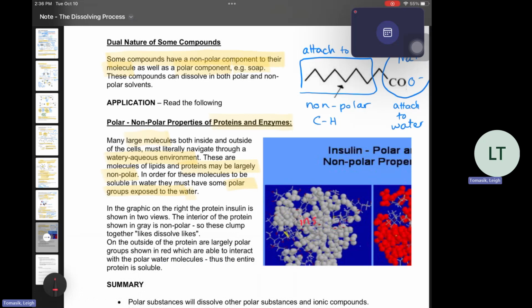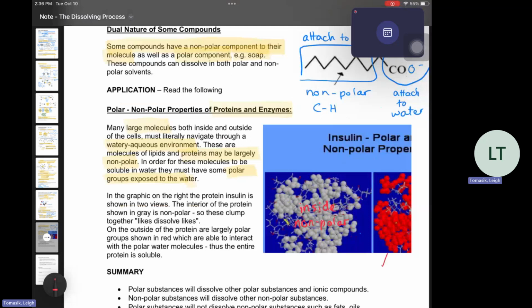The inside is nonpolar. The outside is polar, and this allows it to go through the water.